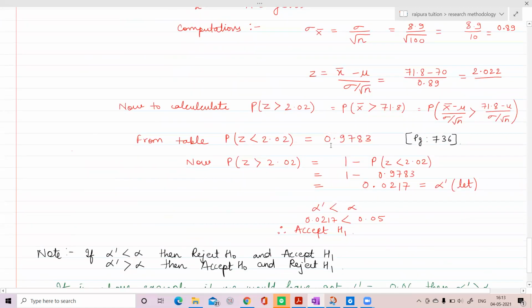For this, we will use the table given on page number 736 of the book, Probability and Statistics for Engineers, which sir told us. Through that, you can calculate the probability of Z greater than 2.02. But from the table, we have calculated the probability of Z less than 2.02. So first we calculate this, and after that, for calculating the probability of Z greater than 2.02, we can subtract this value from 1, and then we get our desired value.